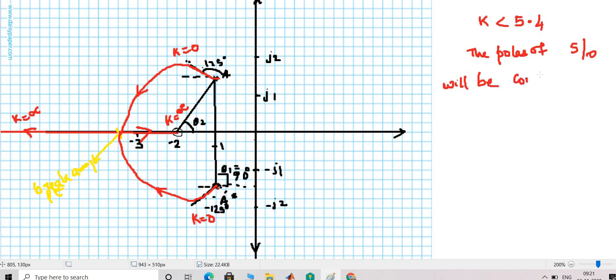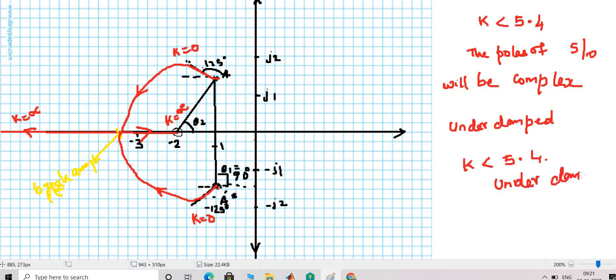will be complex, because we are plotting the root locus, that is the locus of roots of the closed loop system. So when the value of k is less than 5.4, the roots may be at some point this and another point this, hence there will be complex conjugate poles. And when the poles are a complex conjugate pair, the system will be underdamped. That we have already studied in the second module. That means when k is less than 5.4, the system will be an underdamped system.